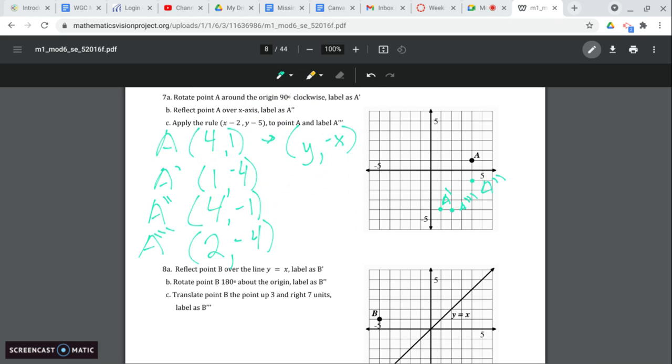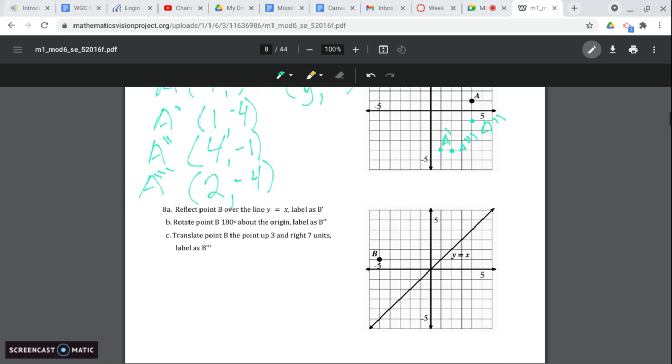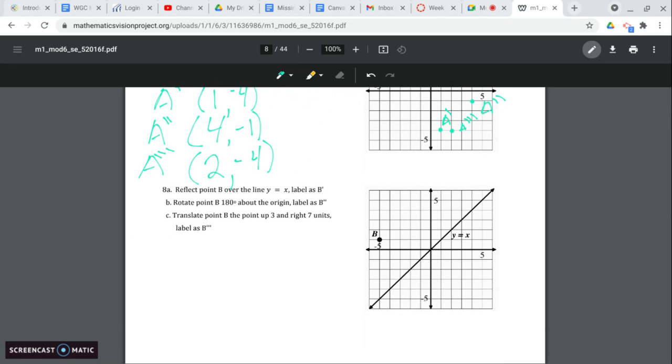A triple prime. So same idea for what you're going to do on 8. Some of them are a little different, but a 180-degree rotation just means you're switching the signs on your x and y values from the original coordinate, reflecting over this line. See how you get to it, and then do the same thing to the other side.